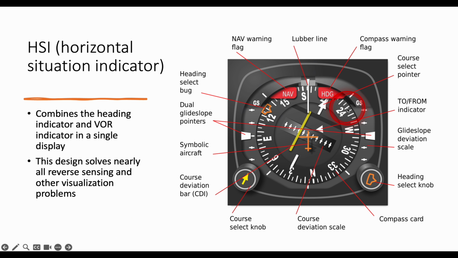So this is what it would look like. It has a heading indication around the outside, and then there's what we call a lubber line, which is kind of your CDI needle in this case.